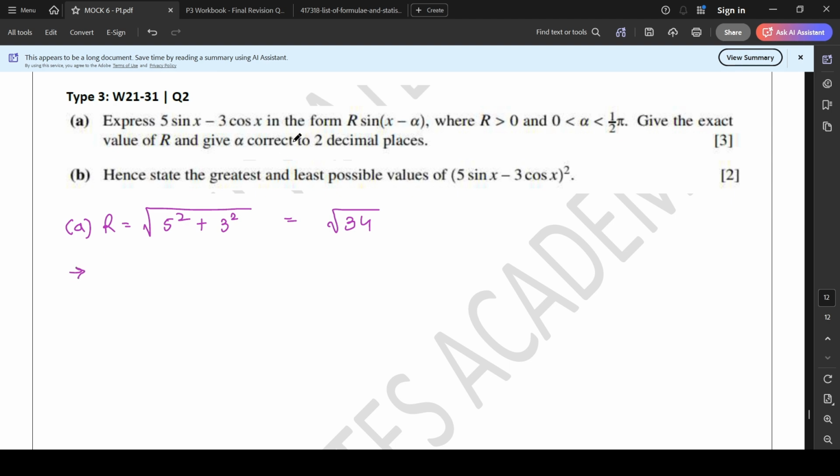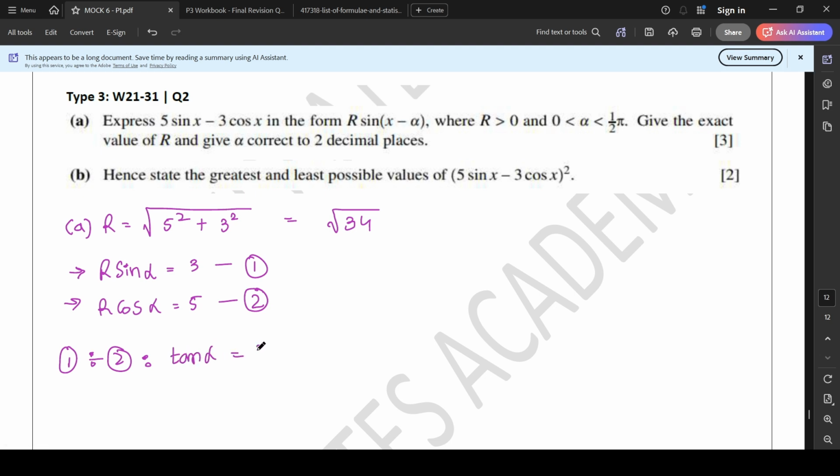And then to find the value of alpha, I know that along with the sin x, this will be r cos alpha. Along with the cos x, this is r sin alpha. So I can say that r sin alpha is equal to 3. And I also know r cos alpha is equal to 5. Let me call this equation 1 and this equation 2. And now I just need to do equation 1 divided by equation 2 to get tan alpha is equal to 3 over 5. And from here, I can say that alpha is equal to tan inverse of 3 over 5.